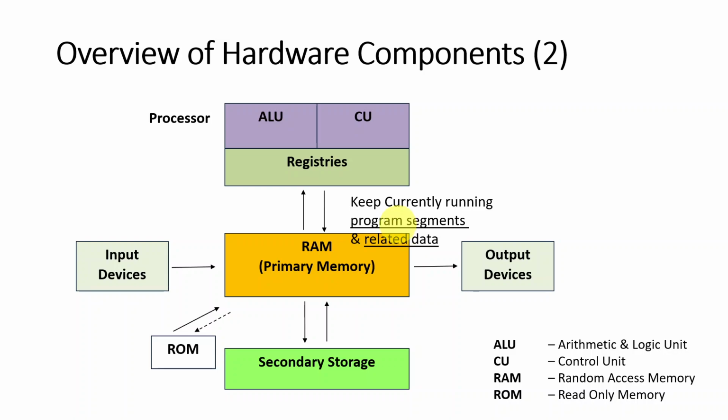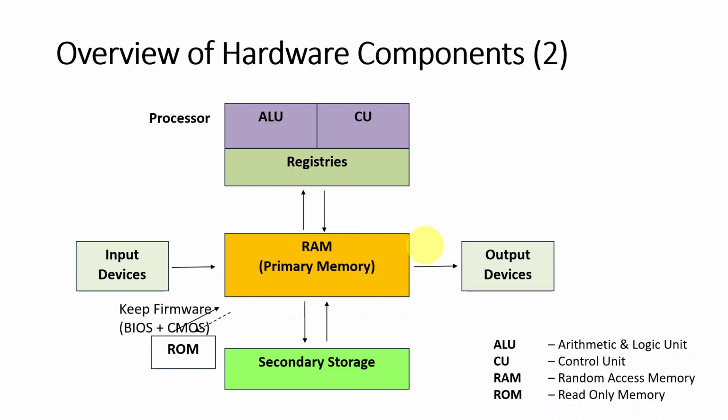The memory is used to keep currently running program segments and related data. For example, if you are currently doing word processing, say Microsoft Word, not the entire software, but part of the running program segments are in the memory. And also your document is in the memory. So that is why you have to save it. And all the devices will be transferring data through the memory.